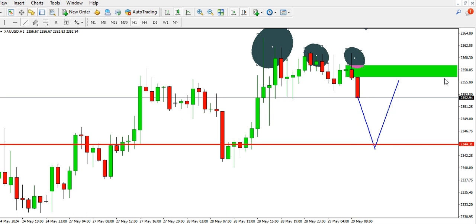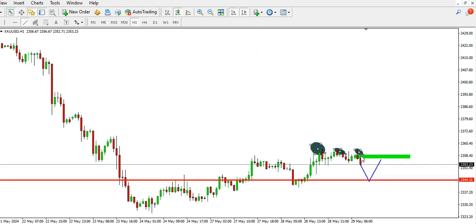It's a possibility, but for now, on the 1-hour time frame, we are seeing a triple top, and we are seeing a demand level around here. So you might want to look for selling opportunities for now, because the overall direction is bearish.